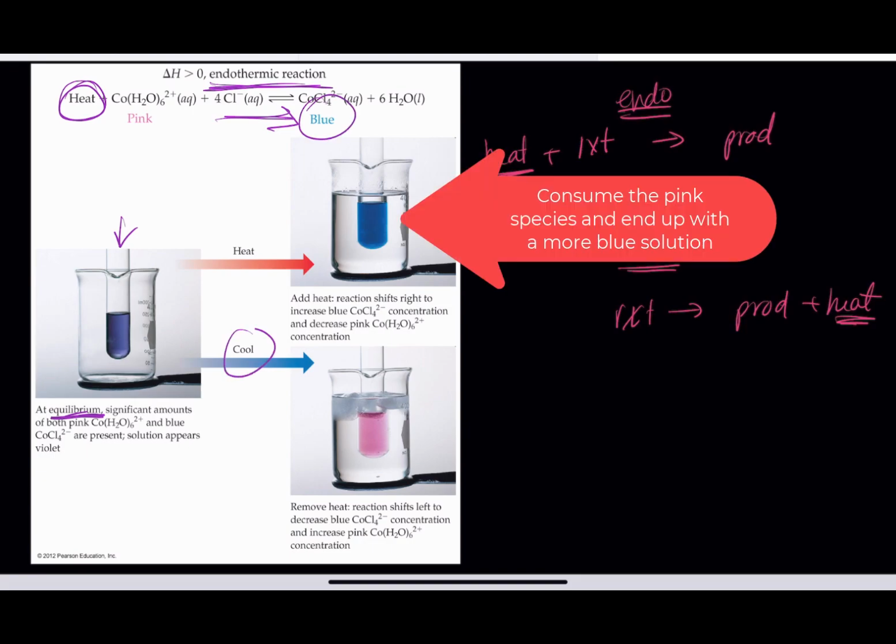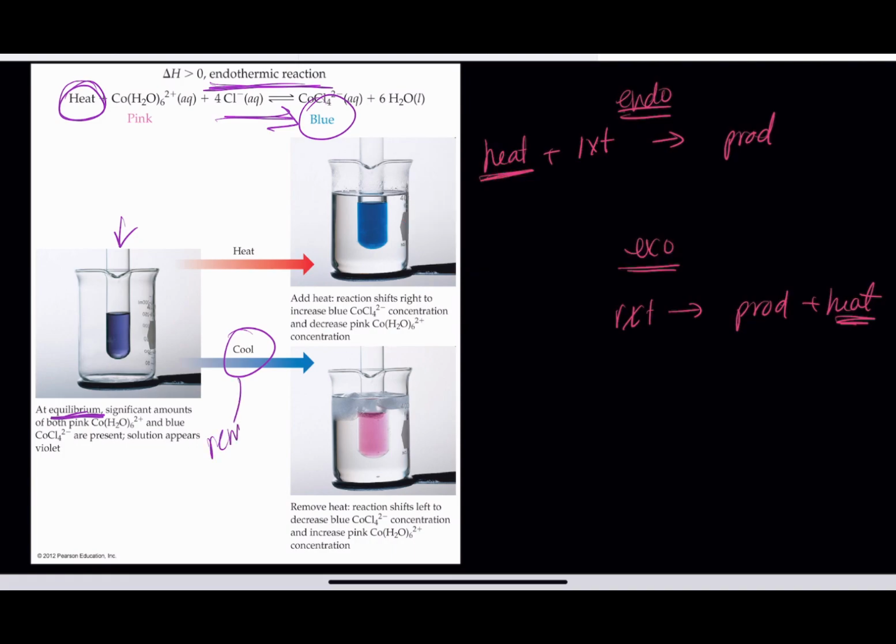If we cool the system, cool means to remove heat. That's what that means, which in this case is like a reactant. So if I remove a reactant, then the system will consume product to produce more reactant. Thus, we end up on the pink side. Okay. And so what that means is we can talk about heat in that way.